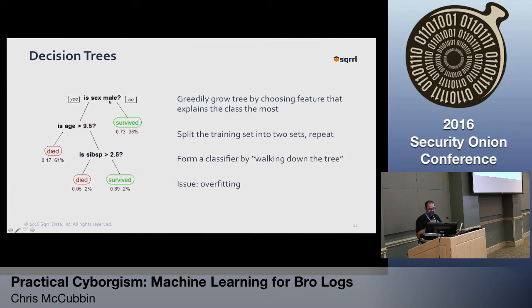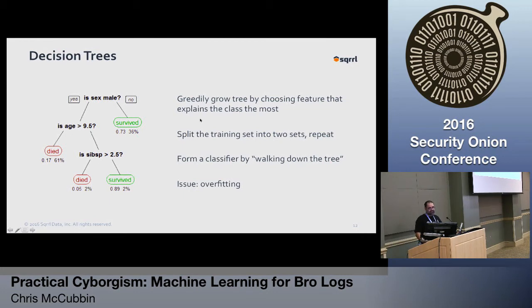Is that person a man or not? Yes or no? If it's no, there's a good chance they survived. If it's yes, you still have to ask more questions. So is their age greater than 9.5? If yes, they probably died. So this is like older males died. All females lived, and maybe, if the number of siblings is greater than 2.5, maybe they survived. So this is great once you have it, but how do you know how to build this thing, right?